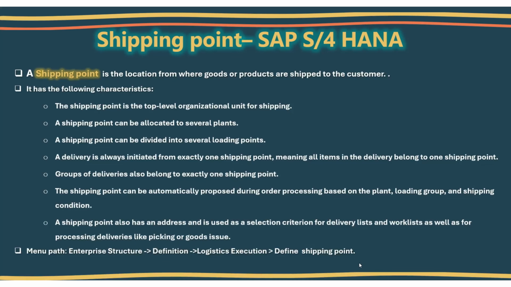A shipping point also has an address and is used as a selection criterion for the delivery list and work list, as well as for processing the deliveries like picking, goods issue, etc. So this is all about the shipping point. Now let us see how to define the shipping point in SAP S/4HANA.